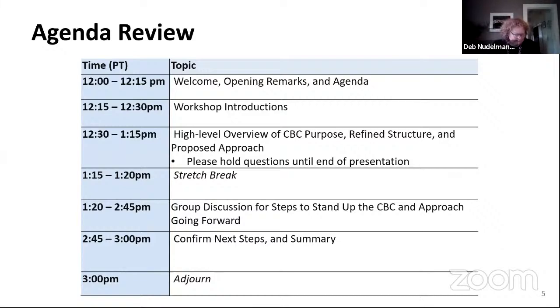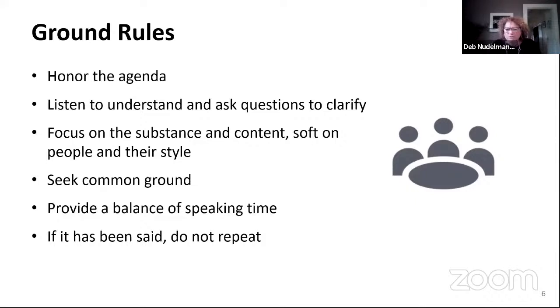Okay, next slide. So we have a couple of ground rules. Most of you are used to this, but they're just gentle reminders to help the meeting today be as productive and constructive as possible. First, please let's honor the agenda. We do have a lot of topics to cover, so staying on task is really helpful.